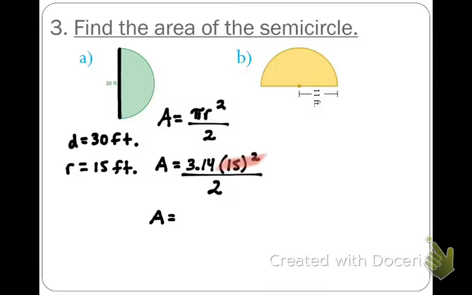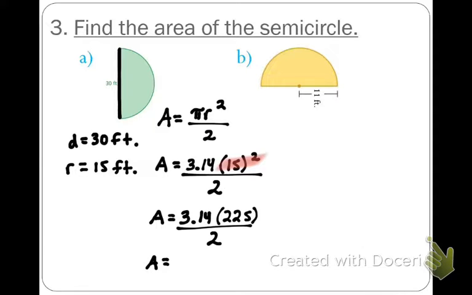Now, Sierra, what does 15 squared mean? 15 times 15. Good job. 15 times 15. And what is 15 times 15? 225. Abigail, what should I do next? Multiply pi times 225. Very good. What do you get when you do that?